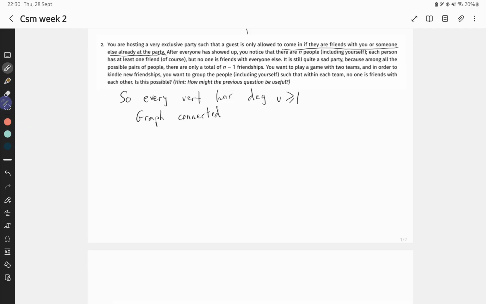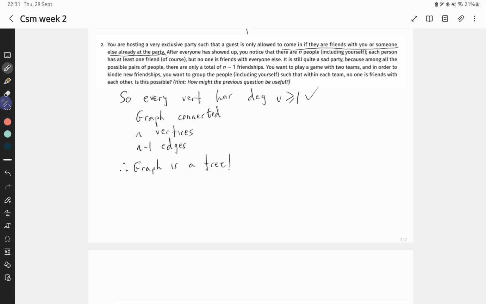After everyone's showed up, you notice that there are n people, so n vertices. Everyone has at least one friend, so every vertex has degree at least 1, like we saw. And we also know there are only n-1 friendships. In this case, a friendship is just a connection, just an edge, so n-1 edges. These facts indicate something interesting: a connected graph on n vertices with n-1 edges. Therefore, the graph is a tree.